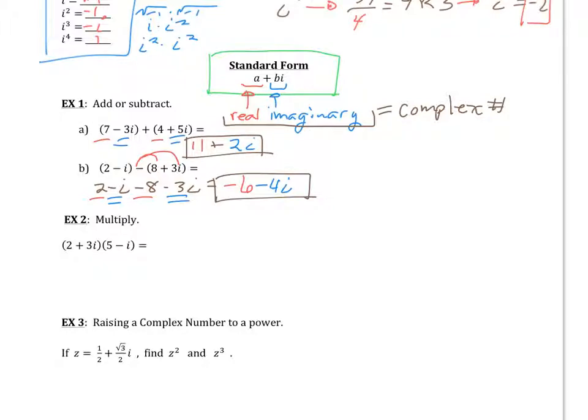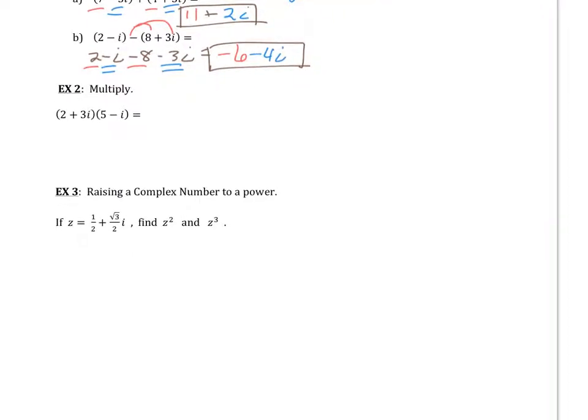All right, so then look at example 2. This time we are multiplying. And I'm going to just take the 2. You can FOIL or double distribute. So I'm going to take the 2 and multiply it to the second binomial. So 2 times 5 is 10. 2 times negative i is negative 2i. Then we're going to distribute the 3i. So 3i times 5 is a positive 15i.